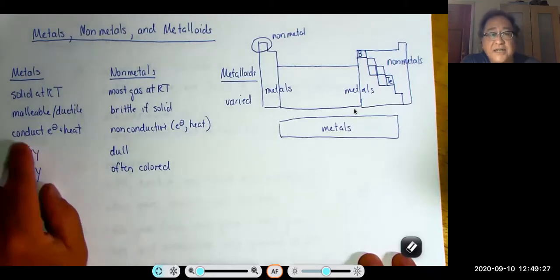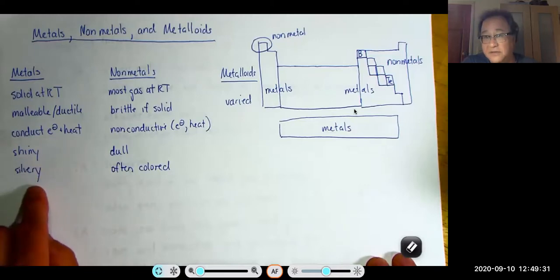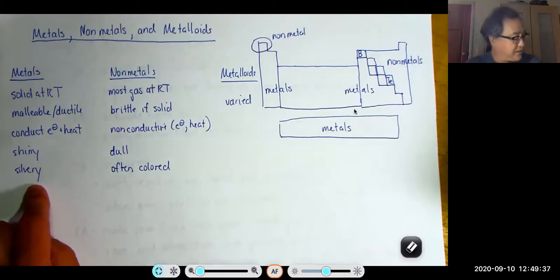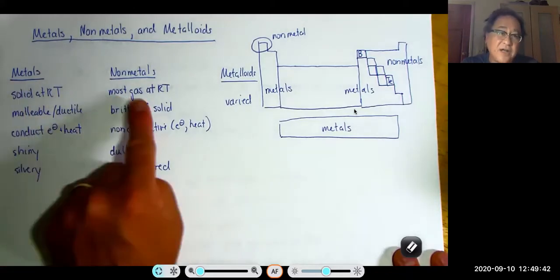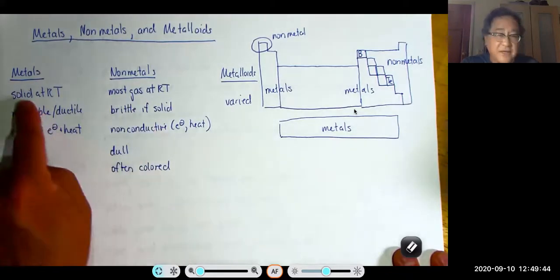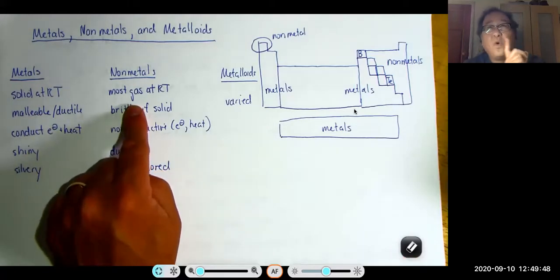Metals conduct heat and electricity. They are shiny, and mostly they are silvery. Those that aren't silvery usually are called out by their color. So copper is a color because of the element copper. Now, when we look at the comparison to nonmetals, most nonmetals are gas at room temp. There are a few that are solids, and one that's a liquid. But most are gas at room temperature.